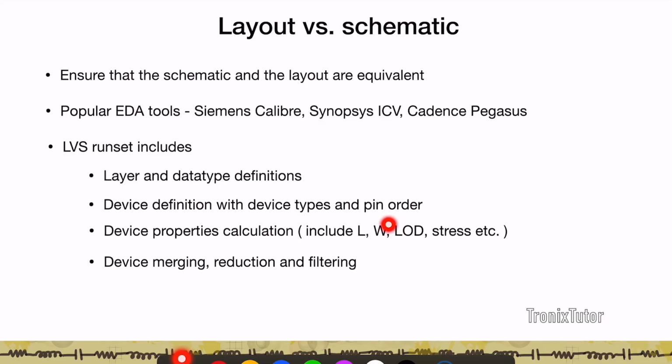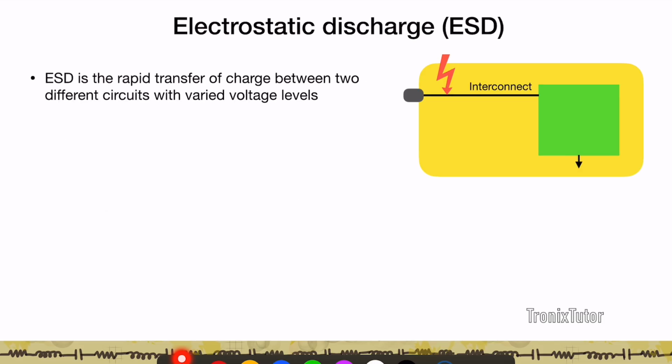And then you need to worry about over spacing structures, stress structures, etc. So all those go into the LVS because stress, LOD, etc. are layout dependent effects. So these things need to be captured and they need to be fed back into the schematic because that might change the model that is applied for your simulation. And finally, you need to worry about device merging, reduction, filtering, etc.